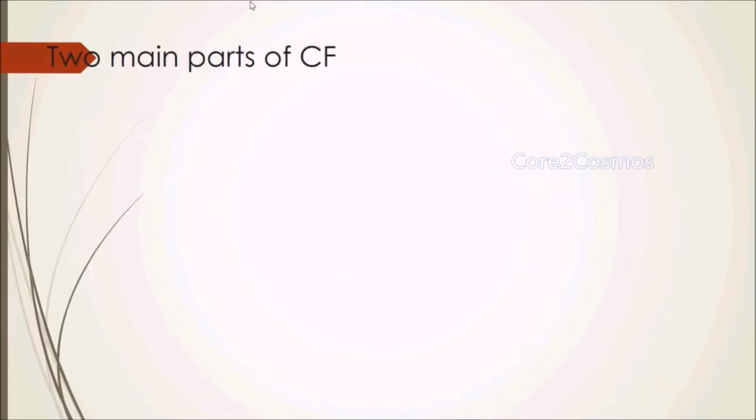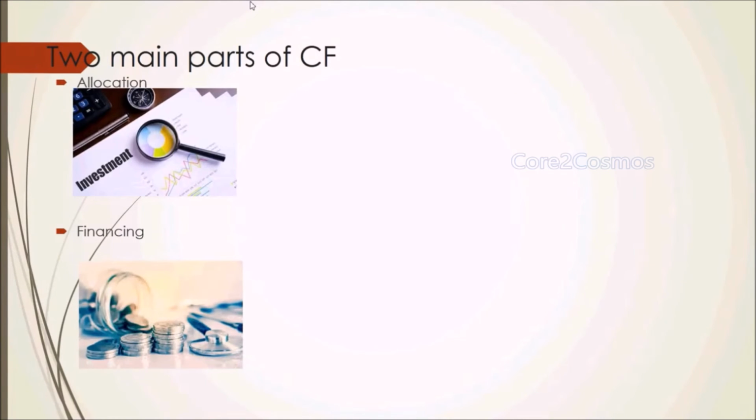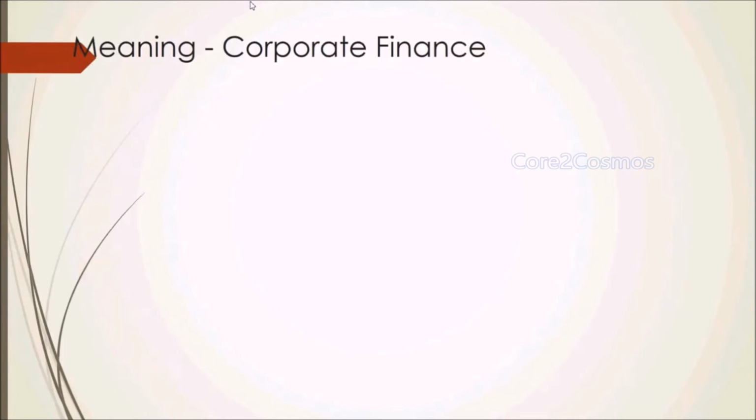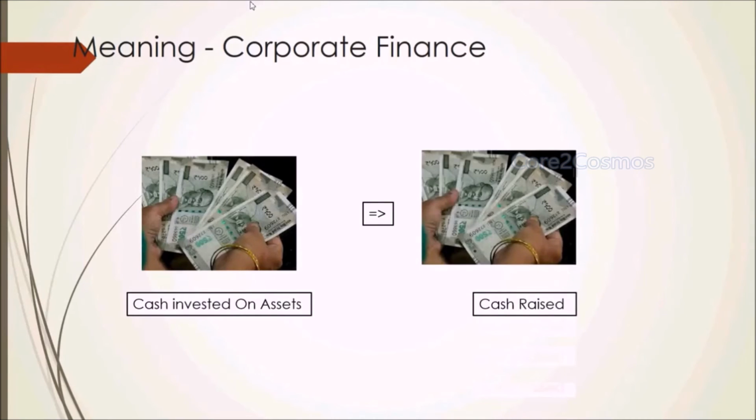There are two main parts of corporate finance. One is allocation, the second one is financing. Allocation is nothing but deciding how much investment I should make on the assets which are used for running my business. And financing is a way of finding the money for the business, right? To say it in a clear picture, the meaning of corporate finance is that cash invested on assets should always be equal to cash raised. If it is not the case, then we are going to get into financial trouble.